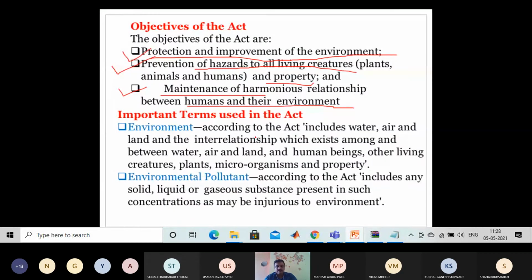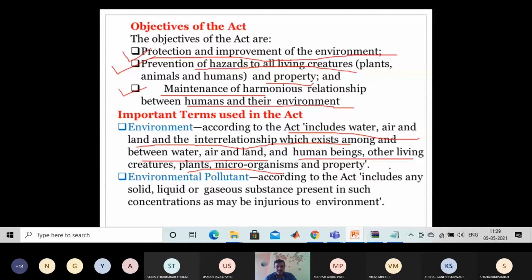Okay. Now, important terms. The first, according to the Act, is the definition of environment. According to the Act, environment includes water, air, and land, and the interrelationship which exists among and between water, air, land, human beings, other living creatures, plants, microorganisms, and property. Mainly we are considering water, air, land, and their interrelationship with human beings and other living creatures like microorganisms and property. Everything that we can term as one whole is the environment.